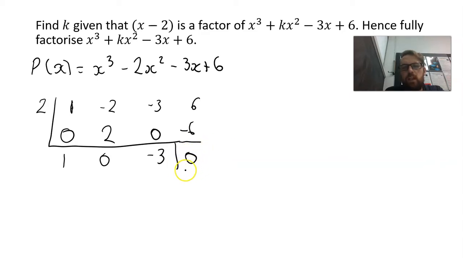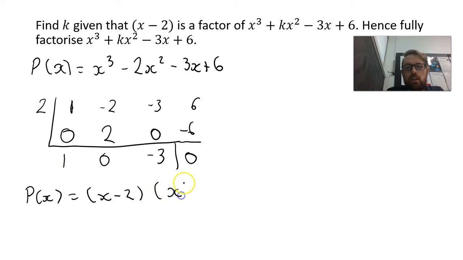All right. So now what we've got is, we know that we've got our p of x. One of the factors was x minus 2. And the next one's going to be 1x squared plus 0x minus 3. All right. So we've factorized that. So now what we need to do is find a number that, well, you can see that this is the perfect square expansion.